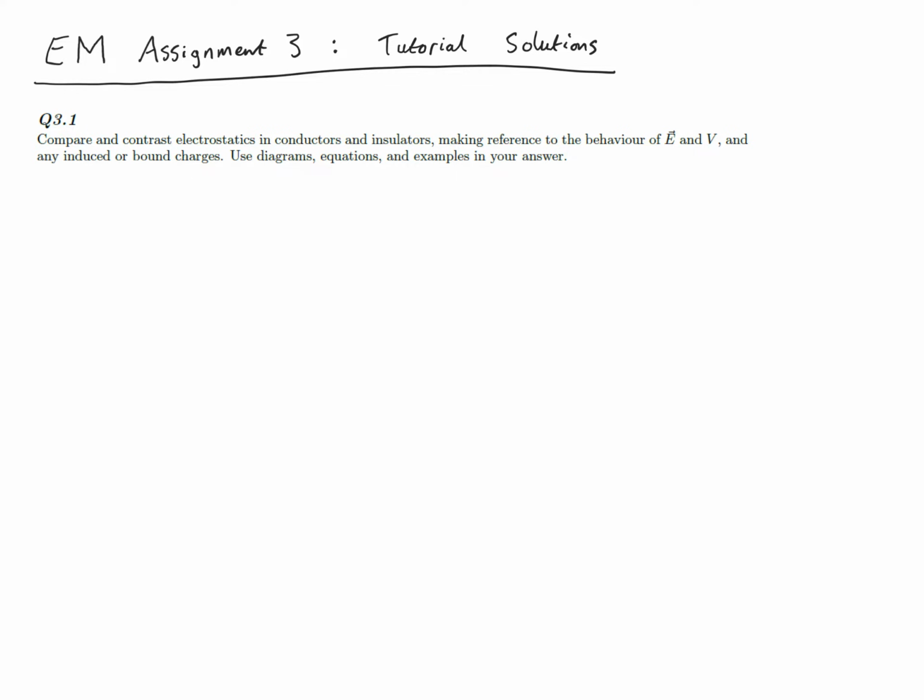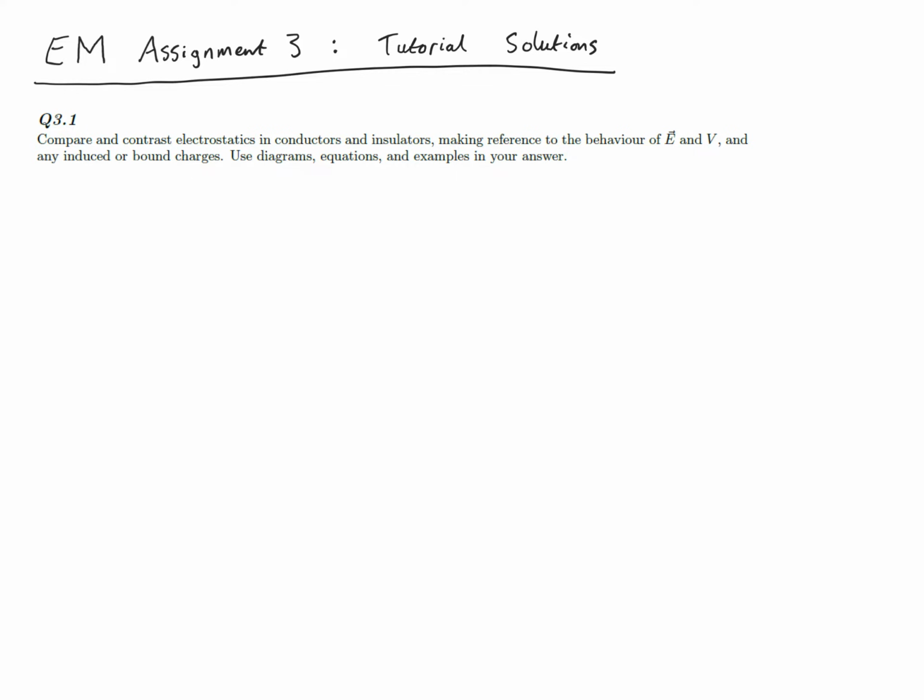And in this one, it's about electrostatics, and we're asked to compare and contrast conductors and insulators. So on a heuristic level, this is obvious. We know what a conductor is. It's something that conducts electricity. We know what an insulator is. It's something that doesn't. There are many ways in which we could compare and contrast this, but the point is we've got to do this from the perspective of electrostatics in this question, and it tells us specifically to make reference to the electric field and the potential. So let's get right into it.